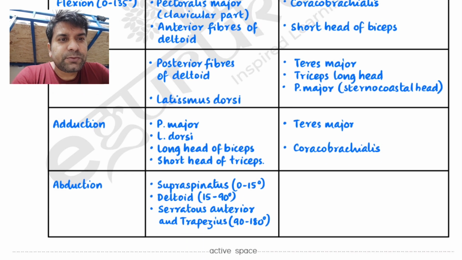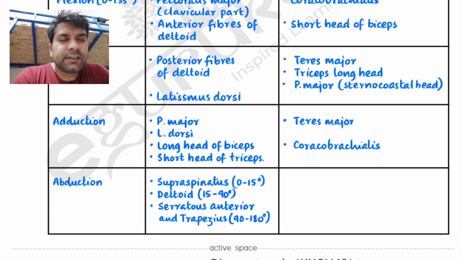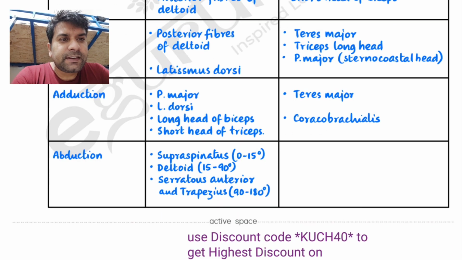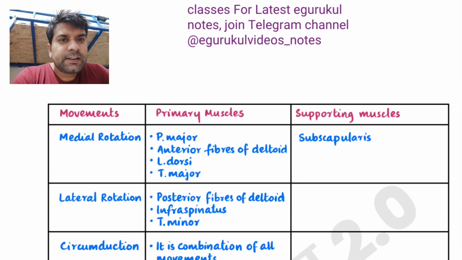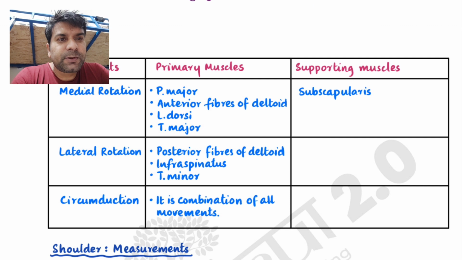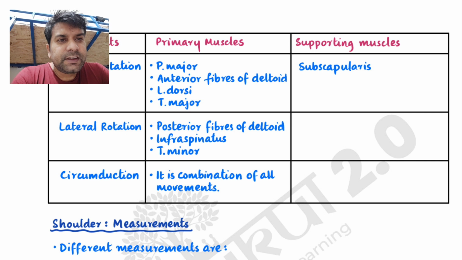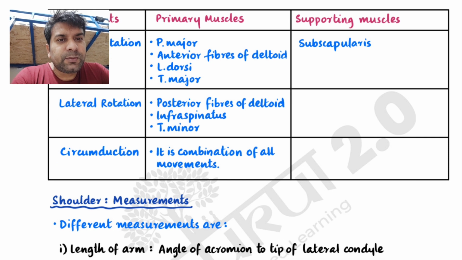And for abduction, supraspinatus 0 to 15 degrees, deltoid 15 to 90 degrees, serratus anterior and trapezius 90 to 180 degrees. Medial rotation, pectoralis major, anterior fiber of deltoid, latissimus dorsi, teres major. Supporting muscle is subscapularis. Lateral rotation, posterior fiber of deltoid, infraspinatus, teres minor. Circumduction, it is a combination of all movements.